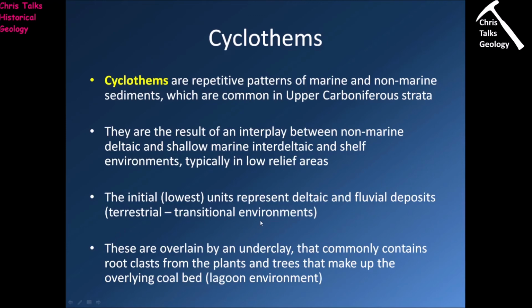Now, these continental and coastal sediments are then overlain by what's called the underclay. And the underclay is a layer of rock that's obviously, as the name suggests, very clay rich, and it contains numerous root casts. That should say casts, not clasts, my apologies. And so this is telling us that what we have is a layer of clay that's got lots and lots of trees growing in it.